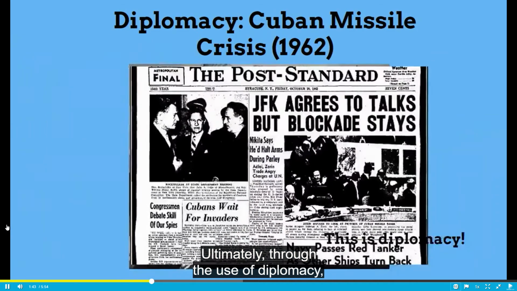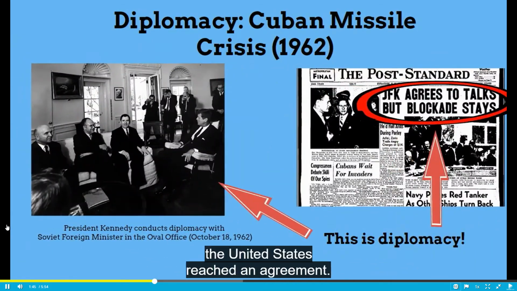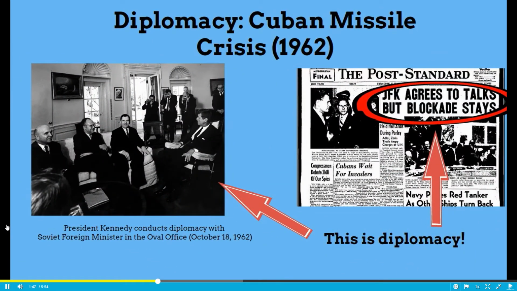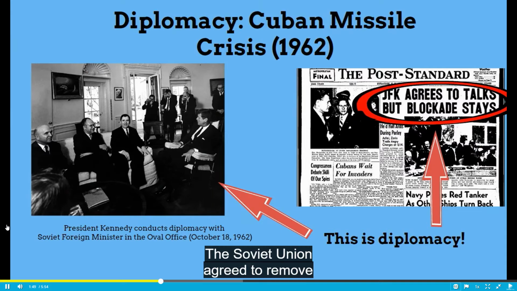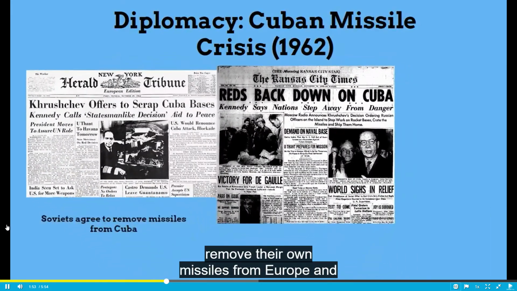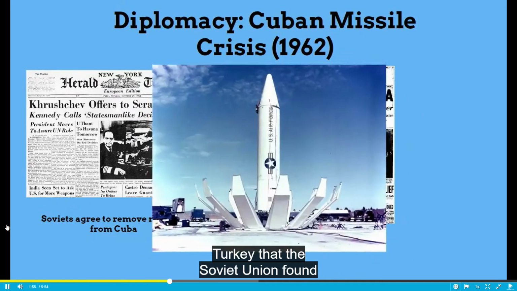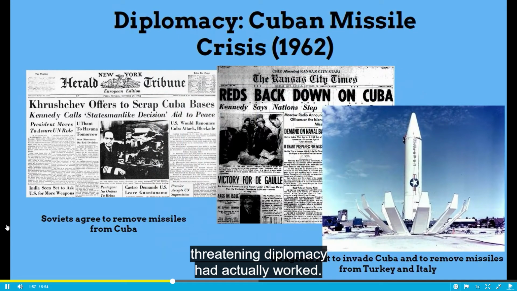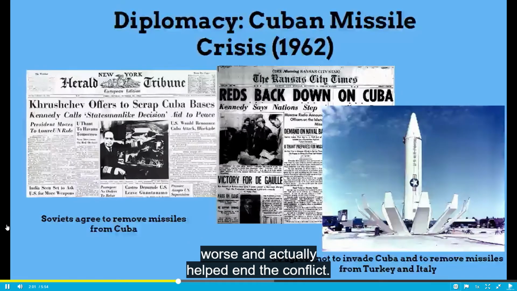Ultimately, through the use of diplomacy, the Soviet Union and the United States reached an agreement. The Soviet Union agreed to remove the missiles, and the U.S. agreed not to invade Cuba and to remove their own missiles from Europe and Turkey that the Soviet Union found threatening. Diplomacy had actually worked. It stopped the crisis from getting worse and actually helped end the conflict.